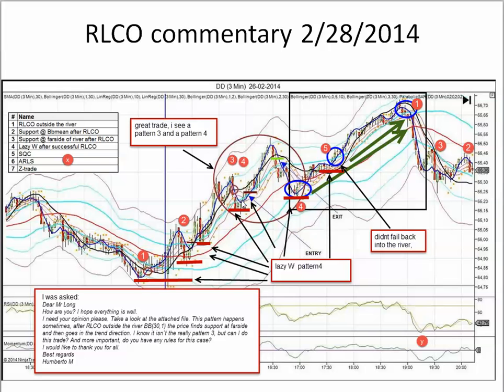I see this as a pattern 3 support at the far side of the river. But I also see a pattern 4 when I observe a support level, a higher support, a higher support, a higher support, and then instead of failing here, it takes off. So I love this entry. I love that you get this entry before it breaks out above this high, because as you notice, when it breaks above this level, you get this rapid acceleration.